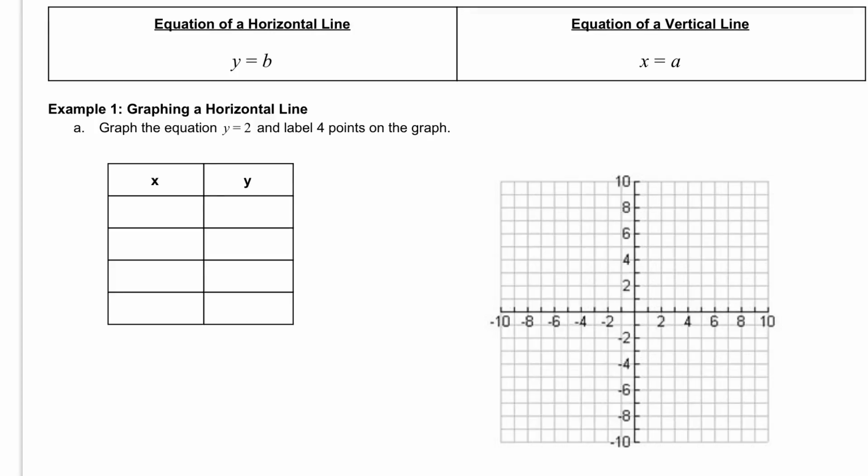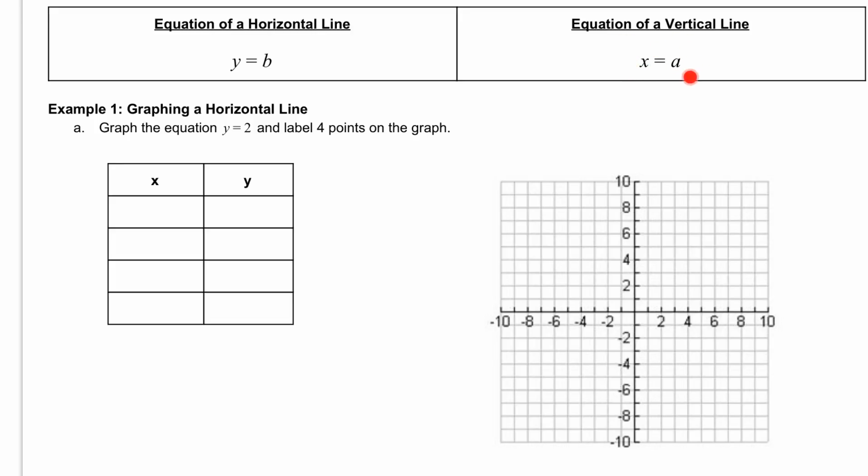In example 1, we're going to go ahead and look at graphing a horizontal line. If you take a look at the boxes up on the top, we have horizontal lines and vertical lines. A horizontal line is going to be of the form y equals b, where b is going to be some number, like y equals 2, y equals 3, y equals negative 10, and so forth.